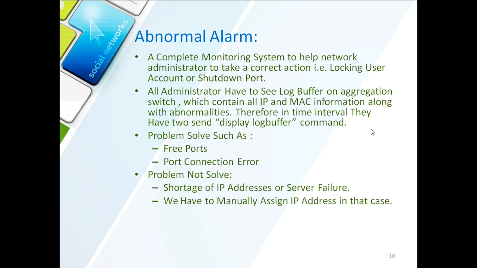Abnormal alarm. When an abnormal alarm buzzes, the administrator has to perform a correct action, like locking a user or shutting down the port. When the port is free, the administrator has to shut down the port for the next user, or for security reasons. To check all information, they can use the log buffer command, which includes information about IPs and ports. To see this buffer information, they will use the display log buffer command.